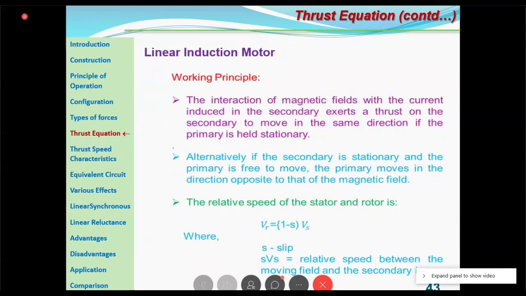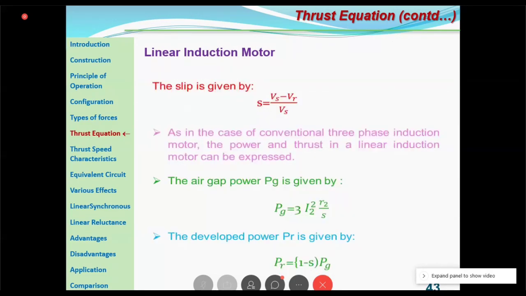As in the case of a conventional induction motor, there is a relative speed between the stator and the rotor. In the conventional case, Nr is equal to (1 minus S) into Ns, a rotary type motion. Here Vr is equal to (1 minus S) into Vs. The slip in the conventional case is (Ns minus N) divided by Ns. Here S is equal to (Vs minus Vr) divided by Vs.